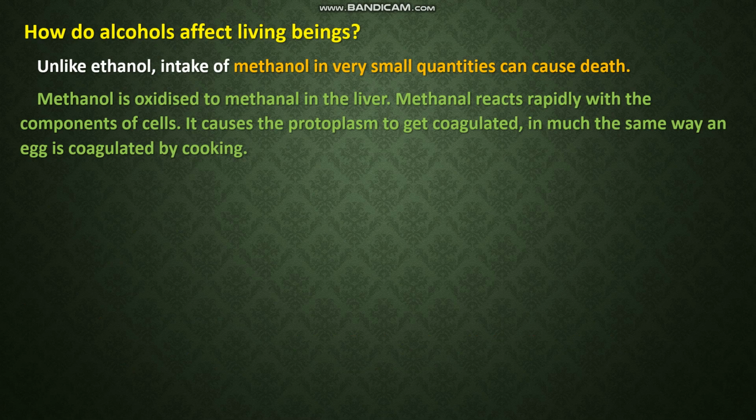So how will it affect the body? What is the reaction taking place? Let us see. Methanol is oxidized to methanal in the liver. Already you have seen that when alcohols oxidize, they are converted to carboxylic acid. You have already seen the oxidation reaction of carbon compounds. So alcohol is first converted to aldehyde, then to carboxylic acid. The final product is the carboxylic acid.